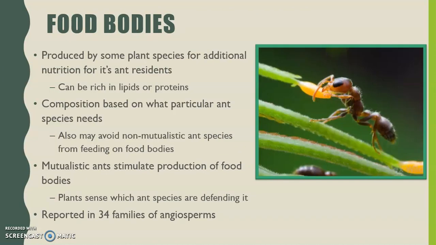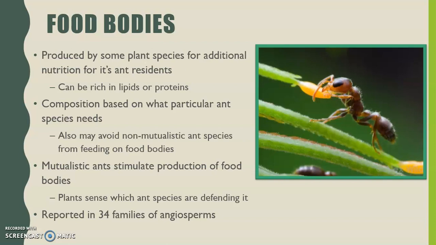The third type of benefit for the ants is called food bodies. So most ant species cannot survive on just sugary nectar alone. So some plants have evolved to produce protein or lipid-rich food bodies that the ants can consume. The composition of the food bodies is really based on what a particular ant species needs. So somehow the ants can tell the plants, or the plants can infer, what the ants need in its food bodies. This also avoids plants making food bodies for non-mutualistic ant species that are not benefiting the plant in any way.